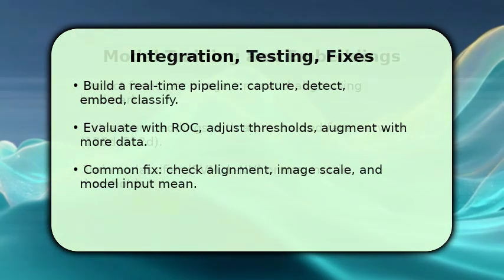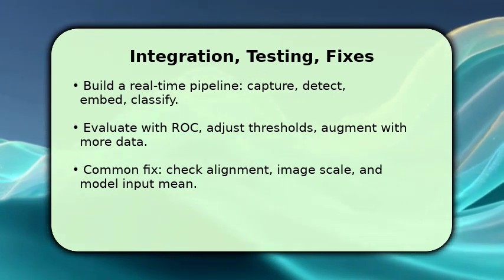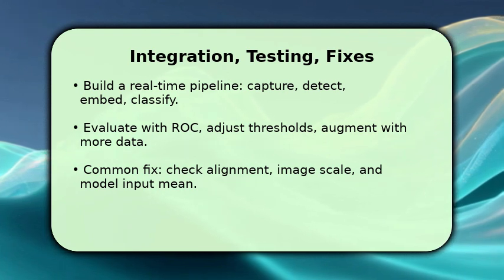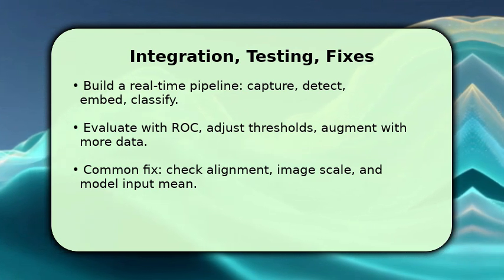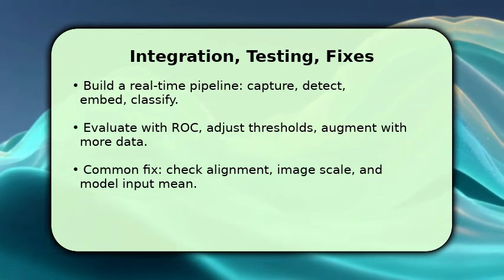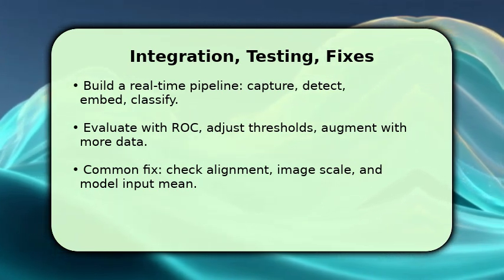Capture frames, detect faces, align, compute embeddings, then classify or compare against enrolled vectors. Once done, run tests and plot false accept versus false reject to pick thresholds. Make sure to augment data if performance lags. If latency is high, use batch embedding and GPU acceleration.